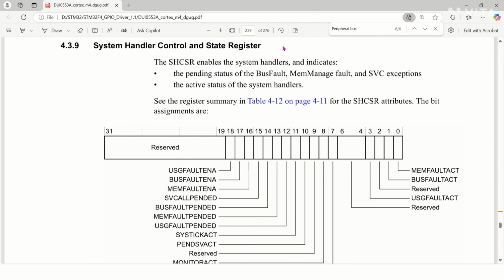Here, what is the use of this register? It's one of the status registers. Here observe, whenever the 0th bit of this particular register is set, then you can say the particular mem manage fault is active. Okay, when the 0th bit of system handler control and status register is 0, then you can say mem manage fault is inactive. When the first bit is active, then you can say the bus fault is active. And its second bit is reserved. And coming to the third bit, if the third bit is active, then you can say the usage fault is in active state.